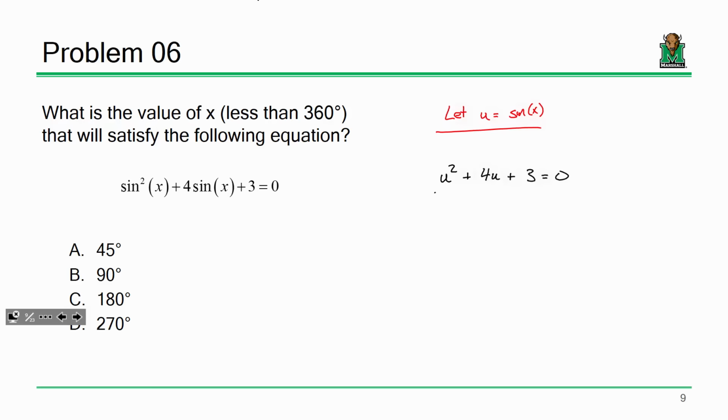Well, we could do the quadratic, or we could factor it by saying it's u plus 1, u plus 3. Sound good? Now, would this yield u is minus 1 and u is minus 3? Sound good? Now, u was not the original variable. It was sine of x.